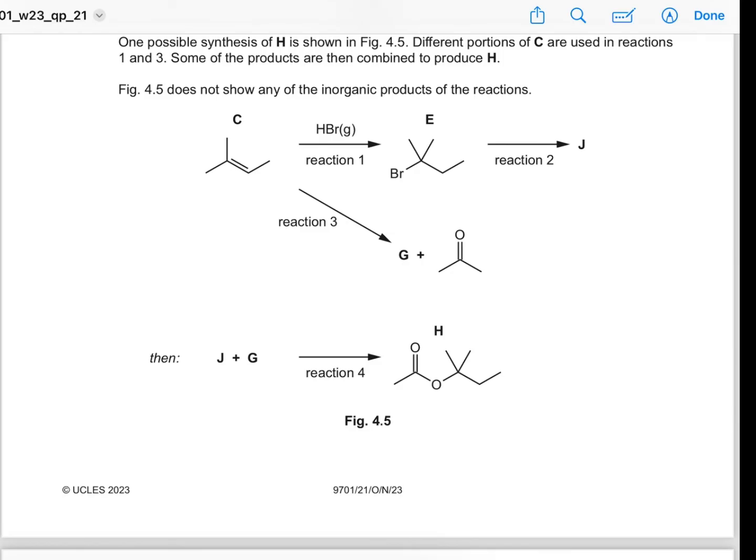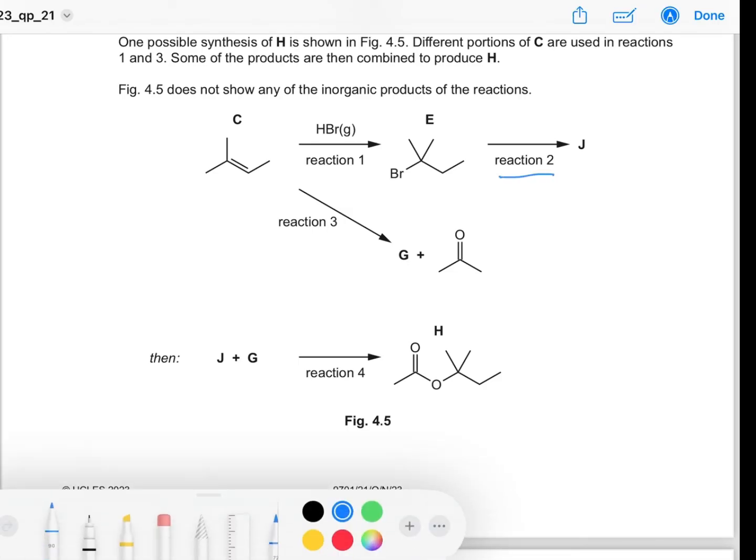Okay, in the first reaction, hydrogen bromide reacts with C to produce a bromoalkane, and then it undergoes reaction 2 to produce J. In reaction 3, you have two products. One of them is a ketone, and when a ketone is formed using an alkene as a reactant, this is a strong oxidation reaction in which the carbon-carbon double bond breaks down, and the ketone is formed using this part where the carbon atom involved in the double bond is bonded to two methyl groups, which results in pentanone.